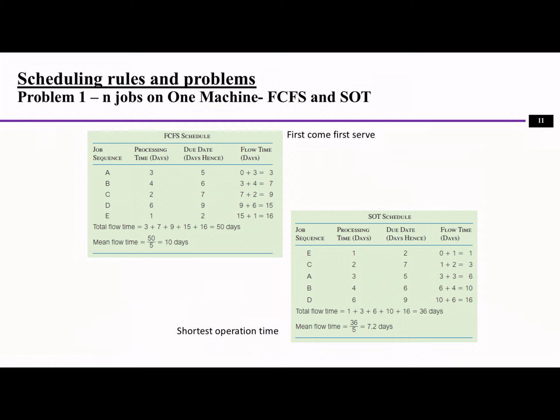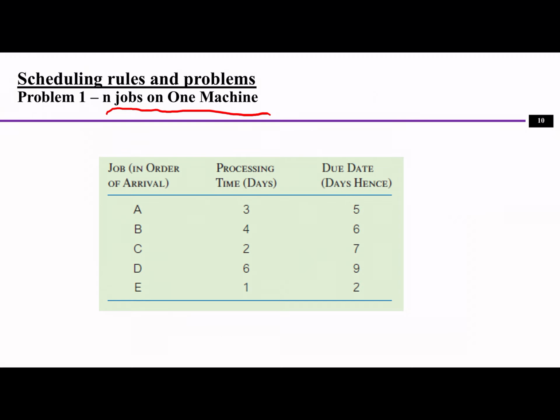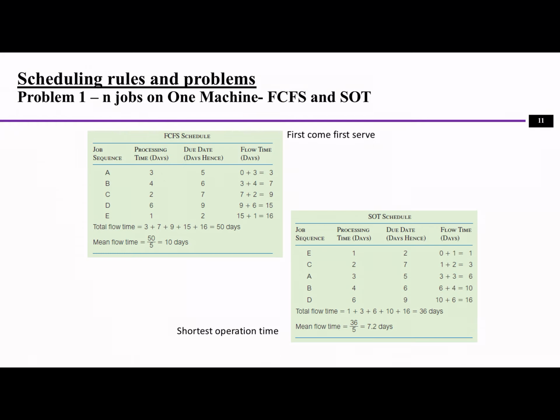Let's first look at what is going to happen if we use the first come, first serve rule. We're going to use the sequence A, B, C, D, E, because the orders arrive in this sequence. So we use the same sequence, A, B, C, D, E, and then we list the processing times, and then we look at their due dates: 5, 6, 7, 9, 2.